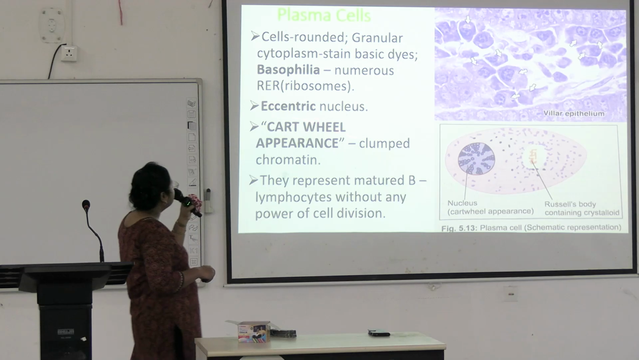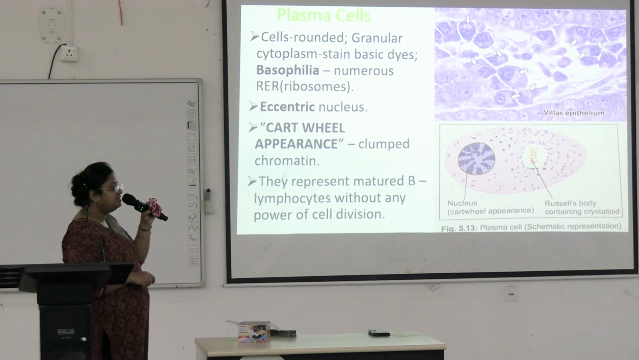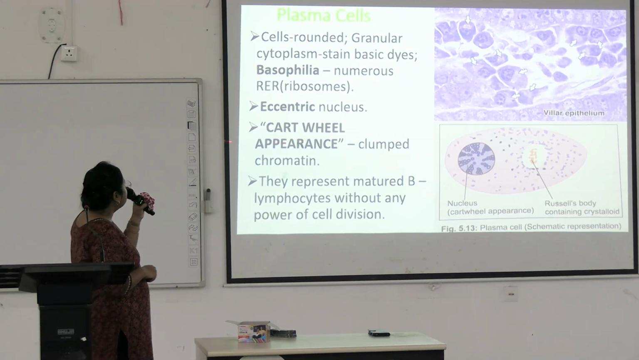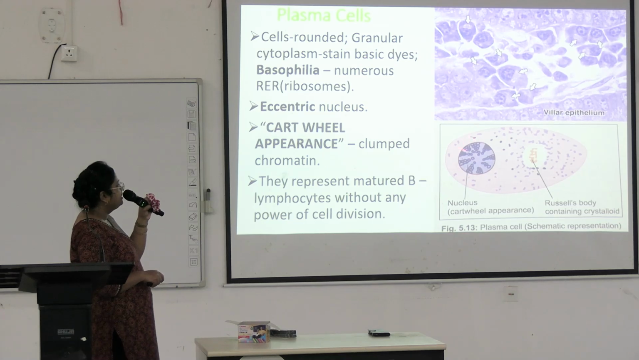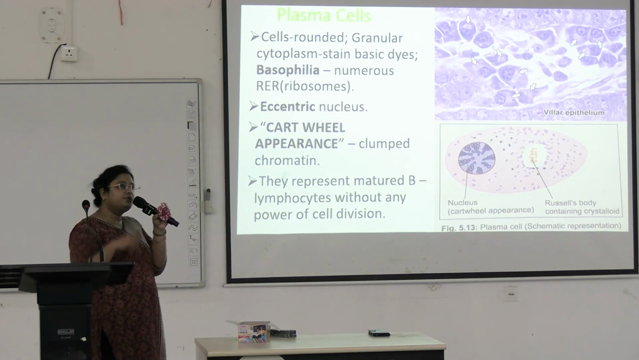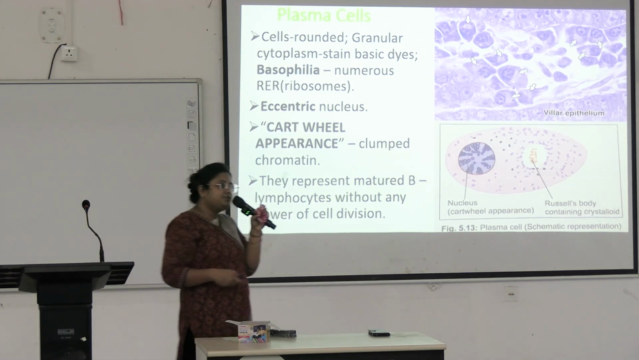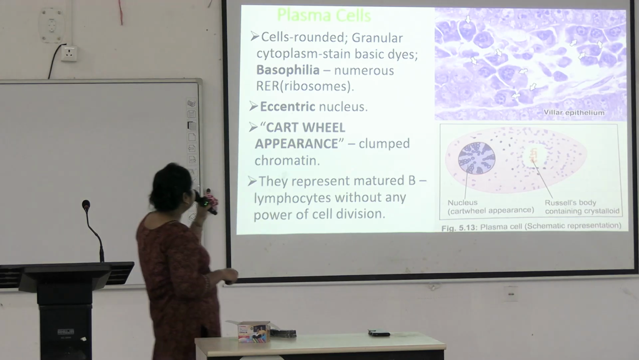And also the chromatin is clumped in a specific manner and it gives a cartwheel appearance. Cartwheel appearance, like a bullock cart wheel. So this looks like a cartwheel.